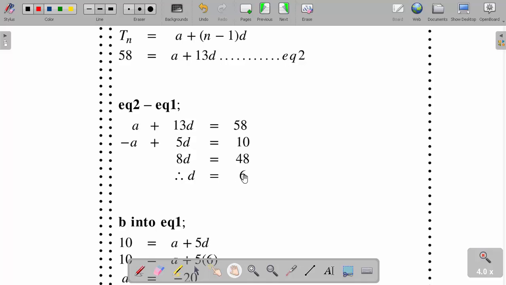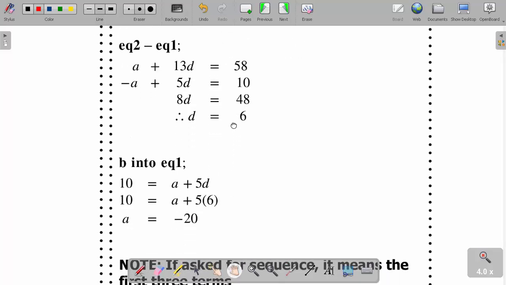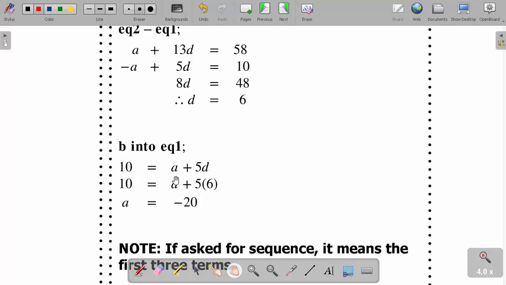After getting my d, to get back my first term, I can use any of the equations. I can set 10 equals a plus 5d, but my d is now 6. So what is 5 times 6 going to be? We know it is 30. What about 10 minus 30? It's going to be negative 20. So my a is going to be negative 20 here.